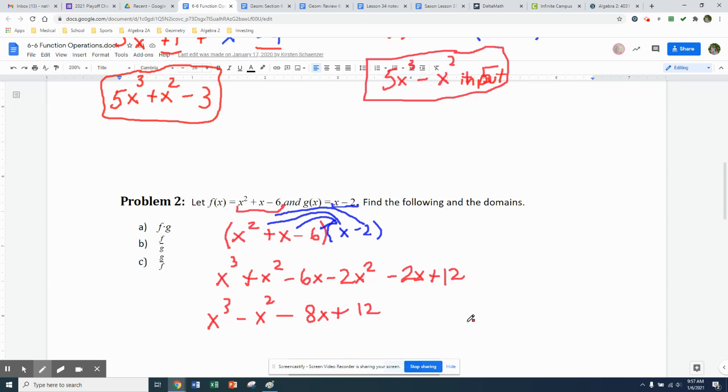All right, so there's going to be my two functions multiplied together, and then this would be my final answer. Take the two function rules, multiply them together. Now we look at dividing.